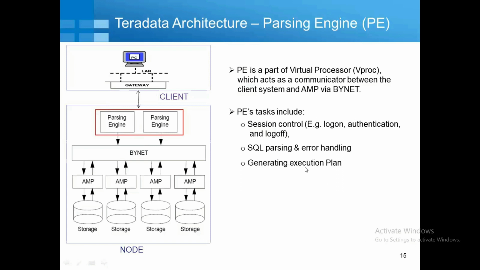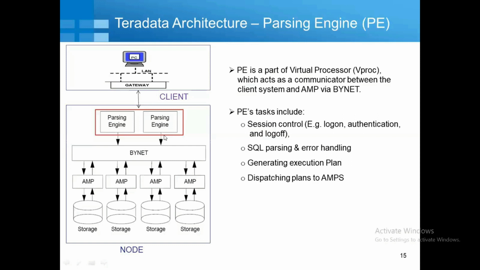Then the execution plan. How can I execute this particular query, and in which way? If you are executing the same query daily, it will store that execution plan in a particular place. It will not check the execution plan every day. One time it will check the execution plan and store it. Next time it will have the hash value, and based on the hash value it will take that execution plan and proceed with it.